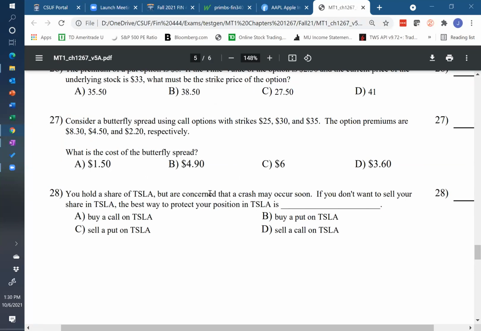You hold a share of Tesla but are concerned that a crash may occur. You don't want to sell your share in Tesla. The best way to protect your position is what? Buy a put.